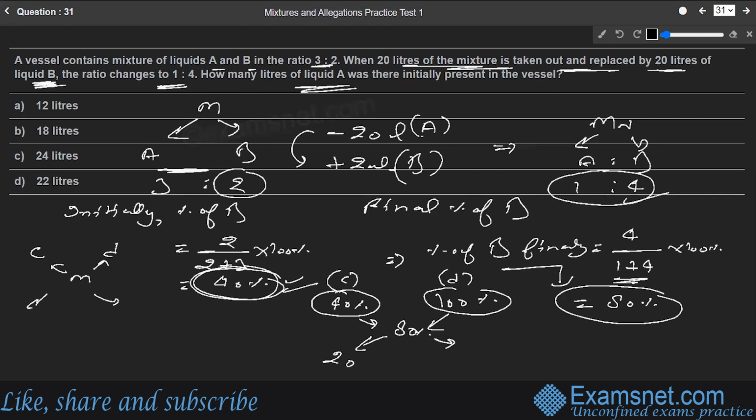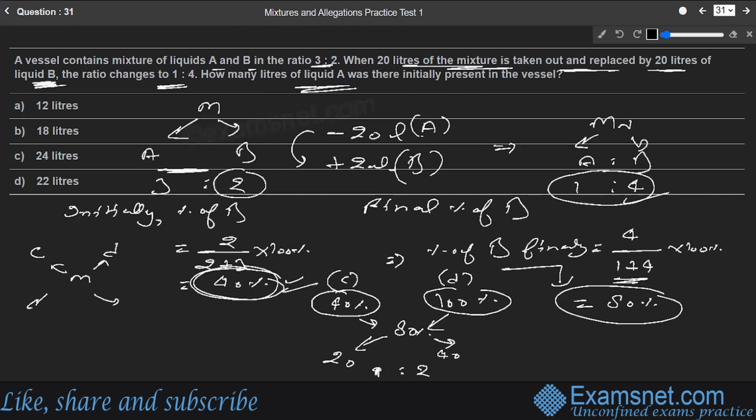This is coming 20. 80 minus 40 is 40. So 20 is to 40 is nothing but 1 is to 2. Okay, the 20 is to 40 becomes 1 is to 2. That means the cheaper part should be 20, or the 40% price should be 1 part, and that is being mixed up has to be 2 part.